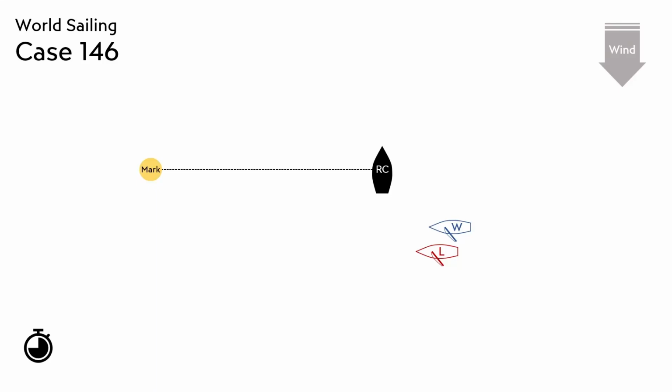In World Sailing Case 146, 10 seconds before the starting signal, two overlapped boats were approaching the race committee boat on starboard tack. As the windward boat was passing astern of the committee boat, the leeward boat came up to luff. The windward boat came up slightly in response, but they were unable to luff further without making contact with the committee boat. The leeward boat bore away to avoid contact and protested the windward boat.